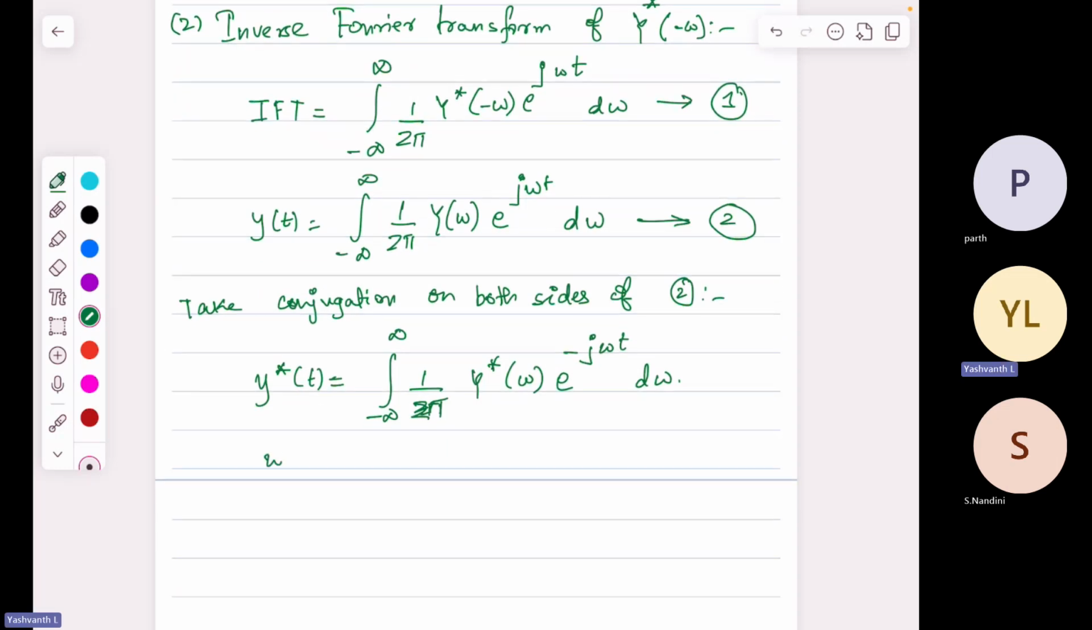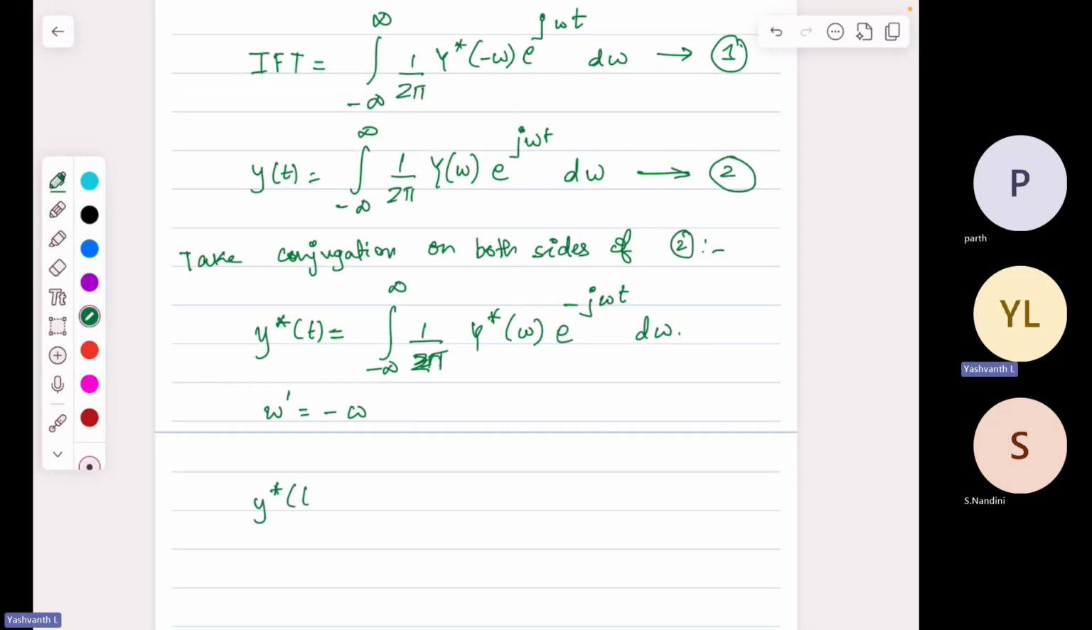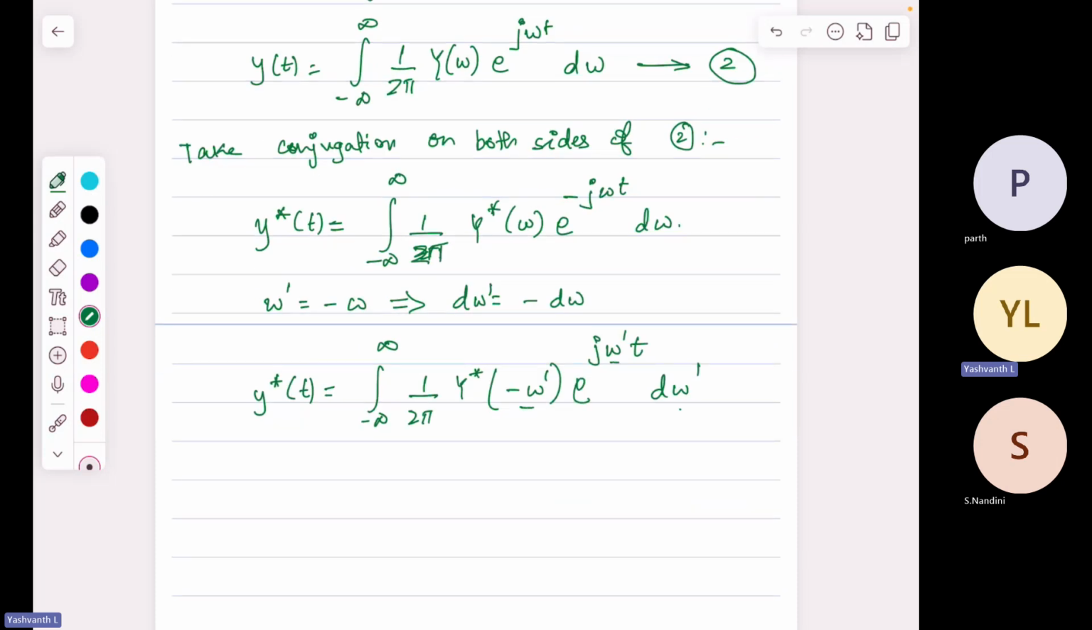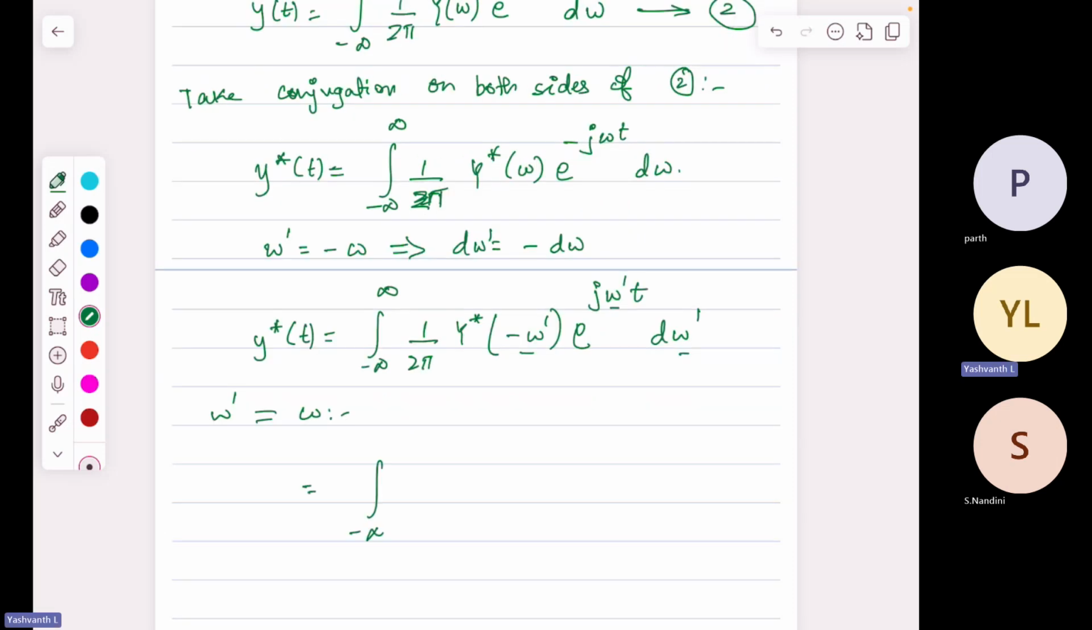Now I'll define another variable, omega dash equal to minus omega. Then what do I get? I get y conjugate of t equal to the integral from minus infinity to plus infinity of 1 by 2 pi. If omega dash is minus omega, that means d omega dash is equal to minus d omega. This again becomes the integral from minus infinity to plus infinity of 1 by 2 pi, Y conjugate of minus omega dash into e power j omega dash t, d omega dash. Now, omega dash is a running, dummy variable, so I'll just put omega dash the same as omega. That means this is nothing but the integral from minus infinity to plus infinity of 1 by 2 pi, Y conjugate of minus omega into e power j omega t, d omega.